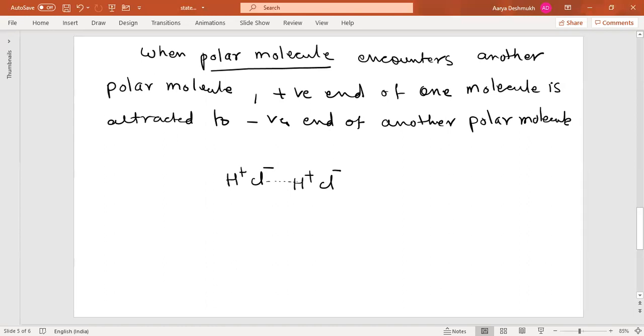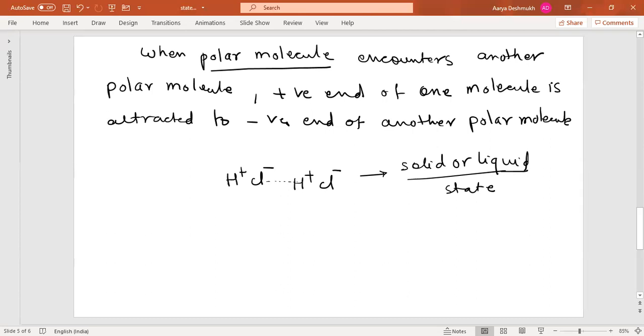So this occurs only in the solid or liquid state. This dipole-dipole interaction occurs quite impressively in the solid or liquid state of the molecule.